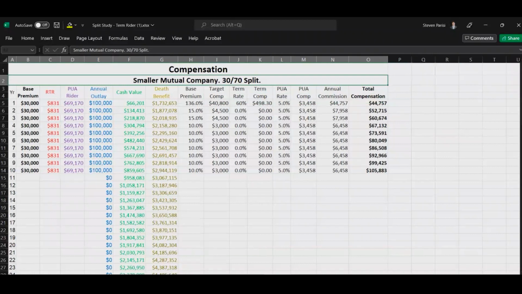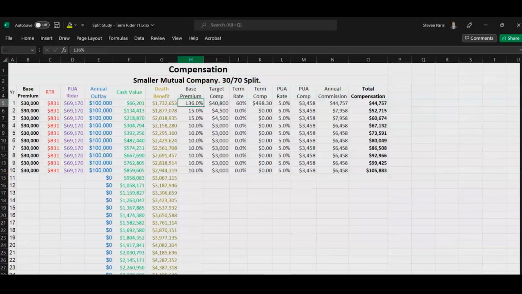And why I say that is with smaller companies, they will pay much, much higher rates, particularly on base premium. This company tops out at 136% of whatever the premium is. So a $30,000 base premium here results in what? 136% of that is a $40,800 total commission.